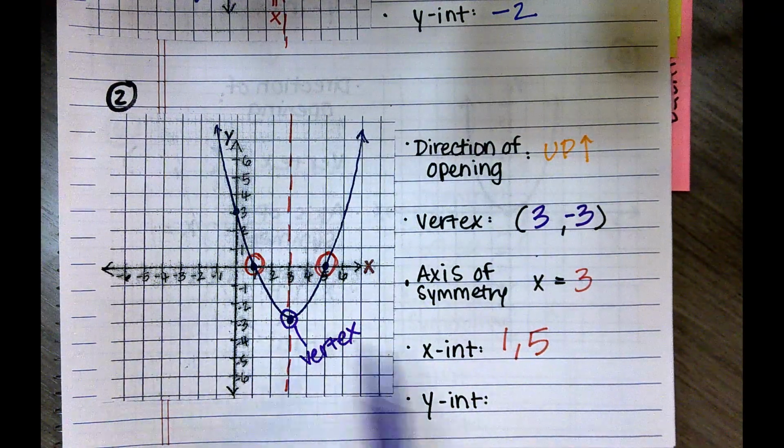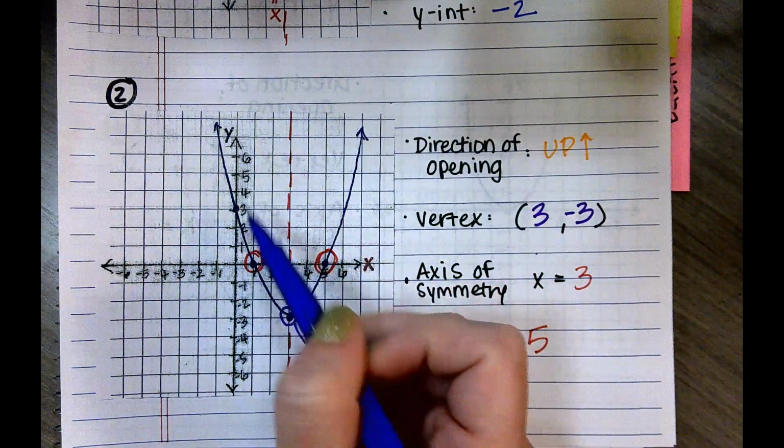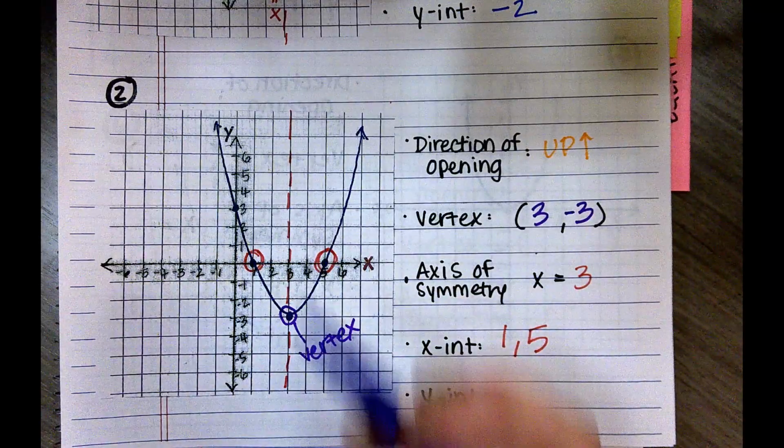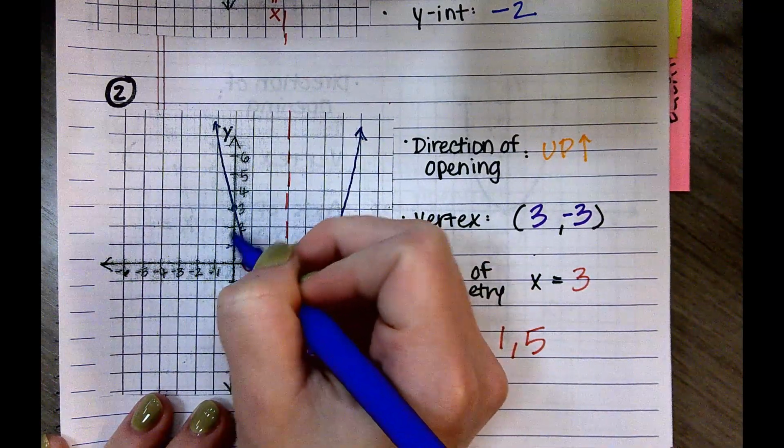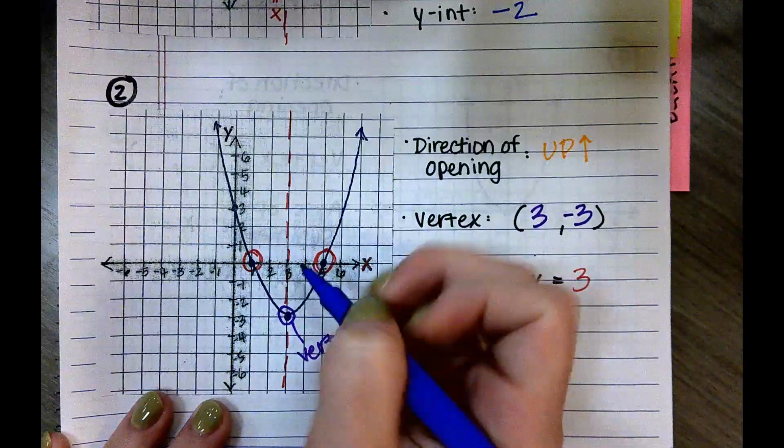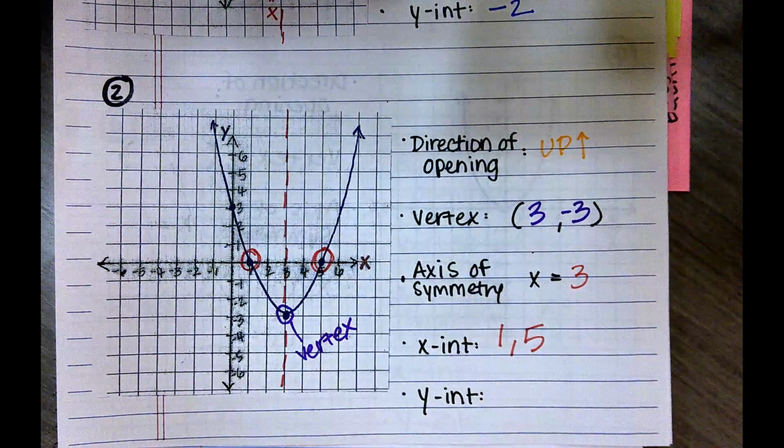I got negative 3. Why is it not negative 3? It's not, because it's up. So these dashes are just tick marks. They're not negative marks. Up is positive.